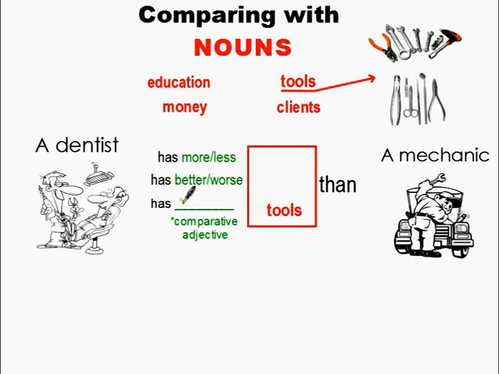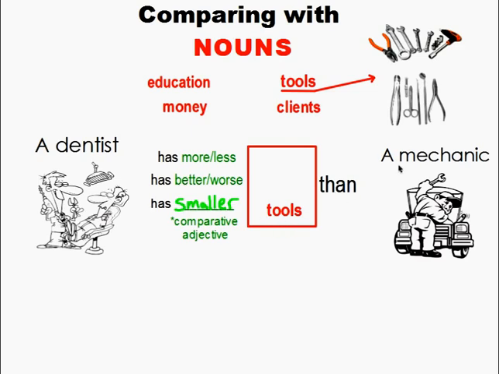Now, I just want to look at tools to talk about the last type of comparison. And I'm going to use the adjective small, but I want it to be a comparison. So smaller. Smaller is the comparison. So if I think, well, which one has smaller tools? Well, if I look, definitely the dentist has small tools for the mouth, and I know a mechanic has big tools for the car, so I'm going to say a dentist has smaller tools than a mechanic.